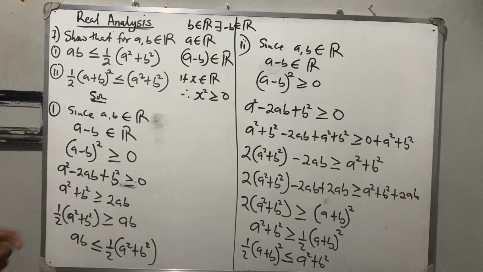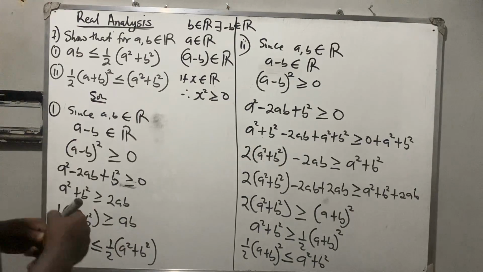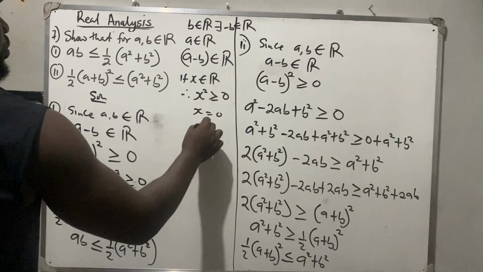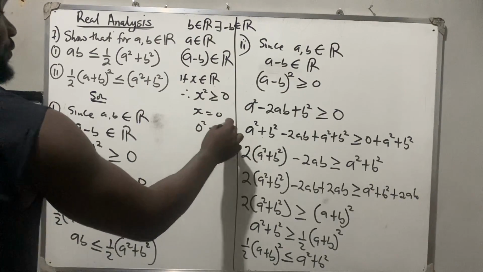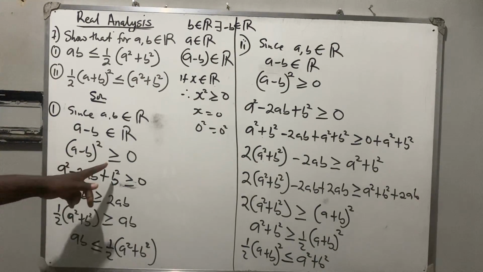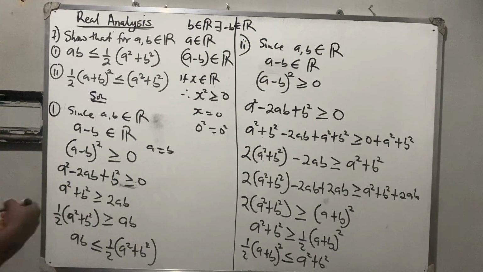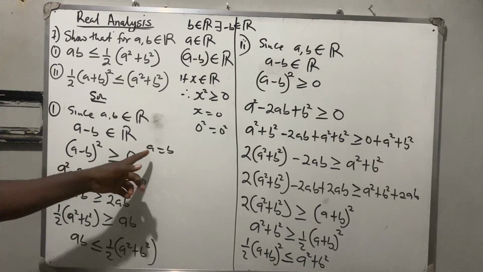So now you see that for the equality sign, it is when x is 0. If x is 0, equality holds here, because 0 squared is equal to 0 squared. That is for the equality sign. But for here, the equality sign only works when a is equal to b. If a is equal to b, then the equality sign works. Look at it. A is equal to b.